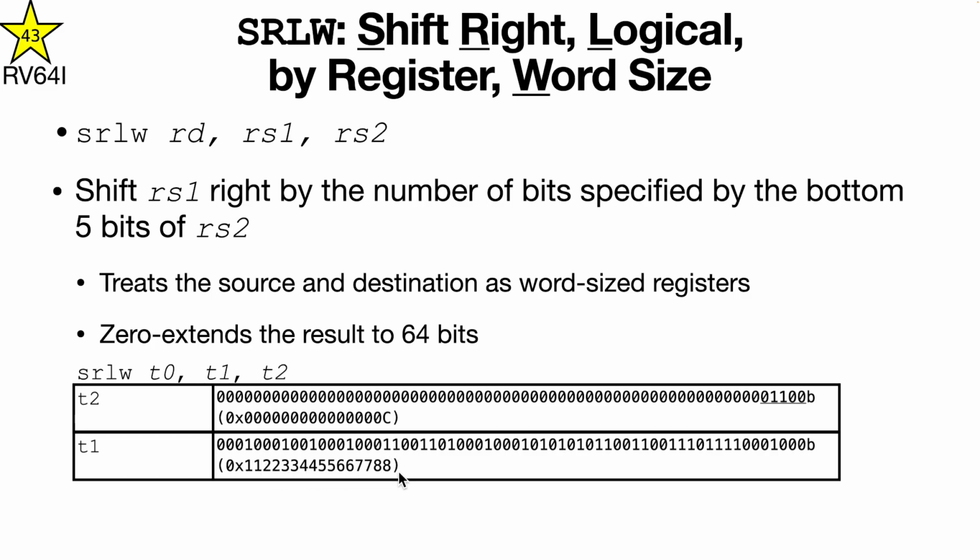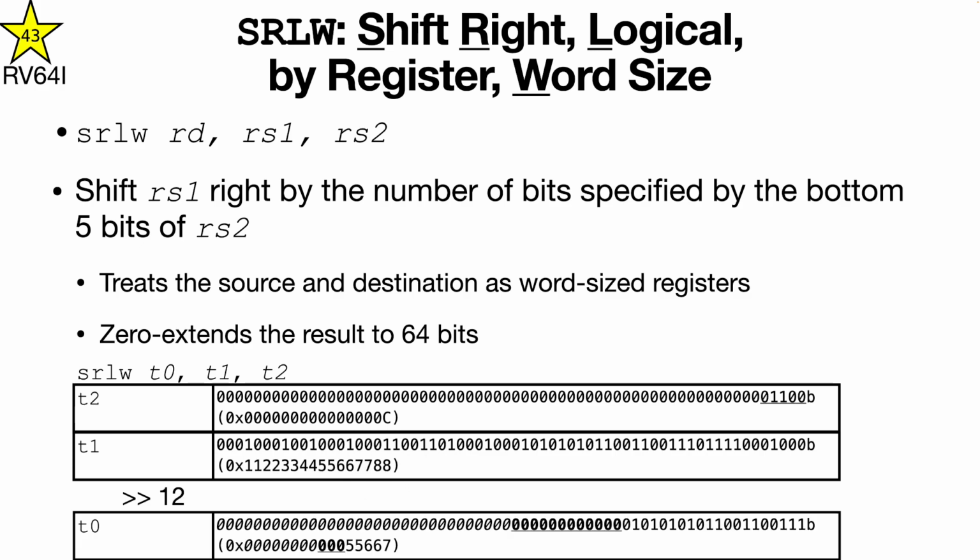We've got 11223344 and so forth. But again, we're going to treat it like it's the bottom 32 bits, and we're going to shift that right by 12 bits. And then we are doing a logical shift, so we don't even care what the most significant bit was. We just always fill it in with zeros. And so that yields hexadecimal 00055667. And like I said, it's 0 extension or sign extension if you want, but either way, it's always going to be zeros because a logical right shift always fills the most significant bits with 0.